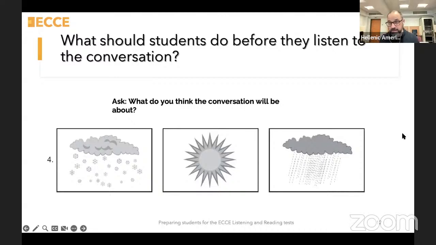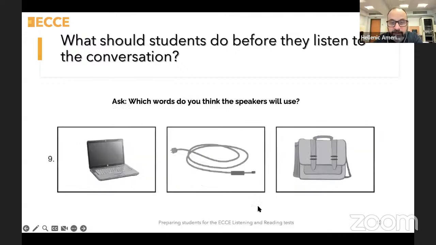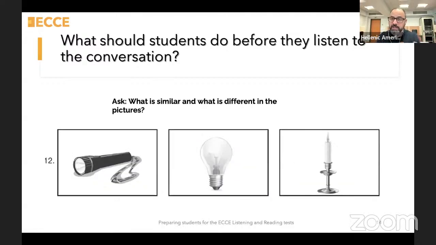And of course, if they've got great imagination, why not? If they can express that in English, that would be great. So indeed, you see different sets of pictures. Again, which words do you think the speakers will use? And of course, there will always be items that are quite familiar to the test takers: laptops, computers, cables, bags, and so on. So looking at the pictures and thinking about what's going to happen there, what's the context, what's probably the story, and what kind of words the speakers will be using. And also, as we said before, spotting any kind of similarities and differences.